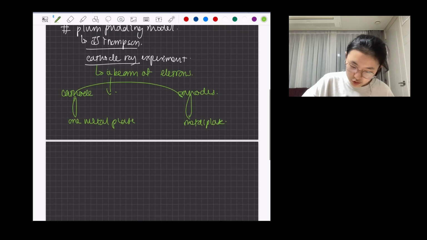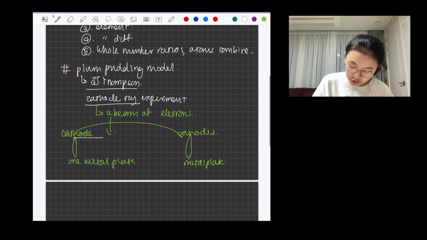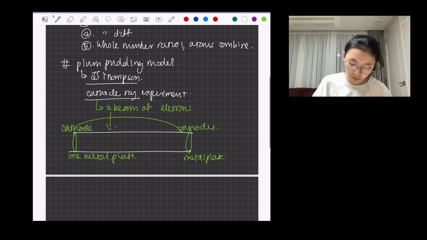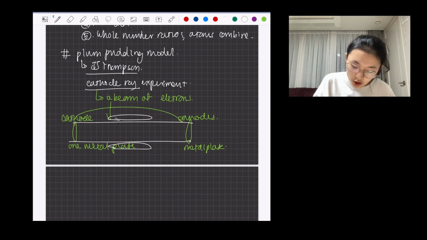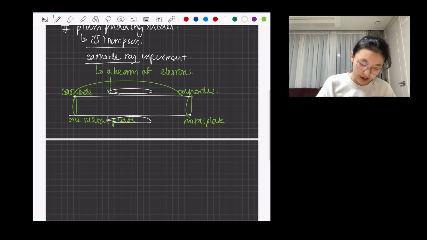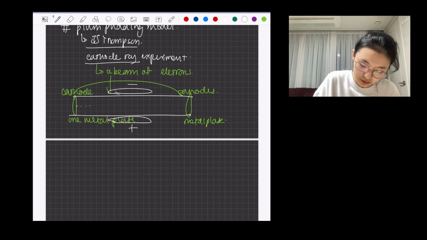What J.J. Thomson did was place charged plates at either side of the vacuum tube in which the cathode ray travels, and this caused the ray to be deflected away from the negative plate and towards the positive plate. Say we have the negative plate right here and the positive plate right here. The beam of electrons, also known as the cathode ray, is going to deflect away from the negative plate and towards the positive plate.